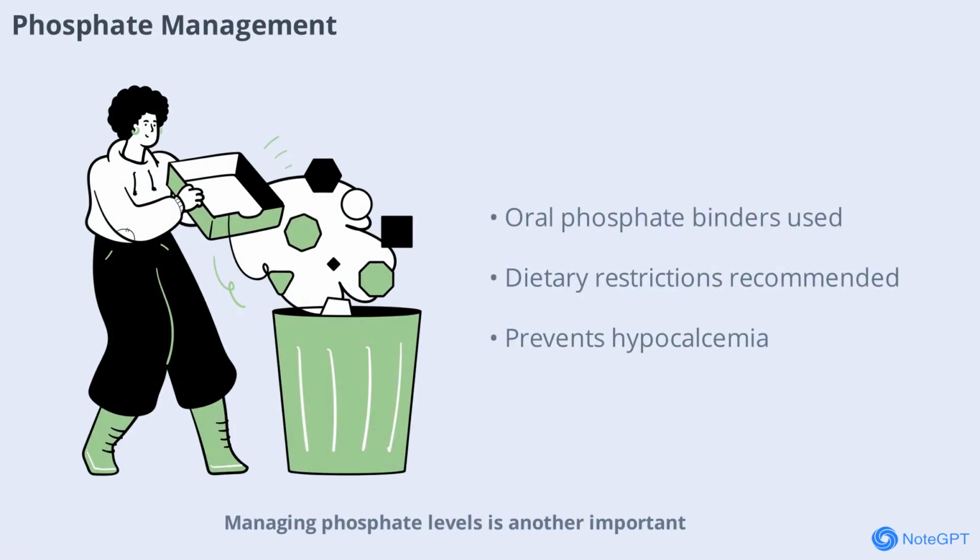Managing phosphate levels is another important aspect of tumor lysis syndrome care. Oral phosphate binders can help reduce absorption from the gut, while dietary restrictions may also be recommended. Maintaining normal phosphate levels helps prevent hypocalcemia and its associated complications.